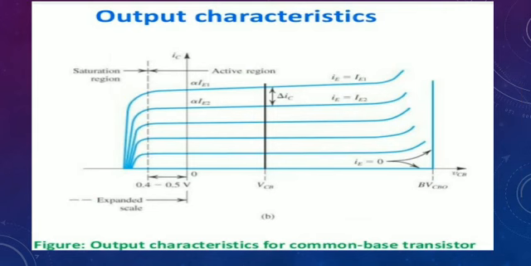Again, for understanding purpose, I split the graph to show where the saturation region is. This one is the cutoff region, and this is the active region and saturation. There is a difference between these voltages, 0.1 and 0.5. See the variation. Between the saturation region and the active region, the variation is almost 0.1 voltage, right?